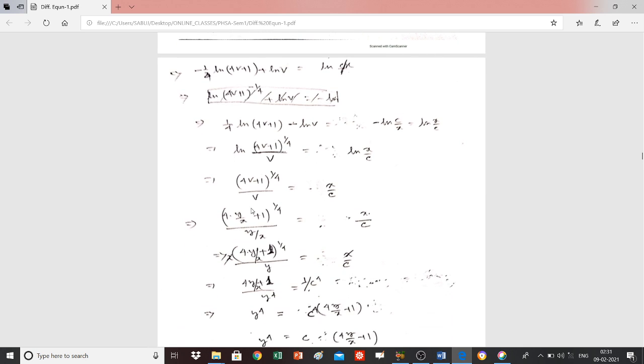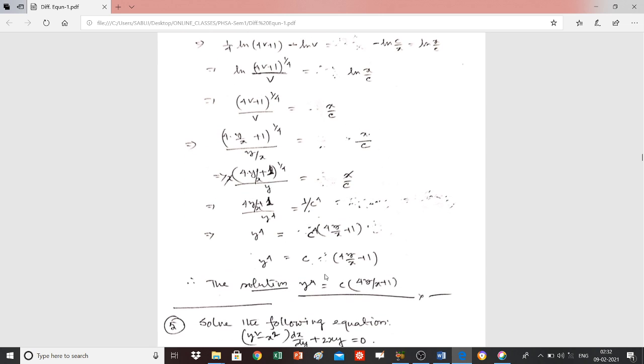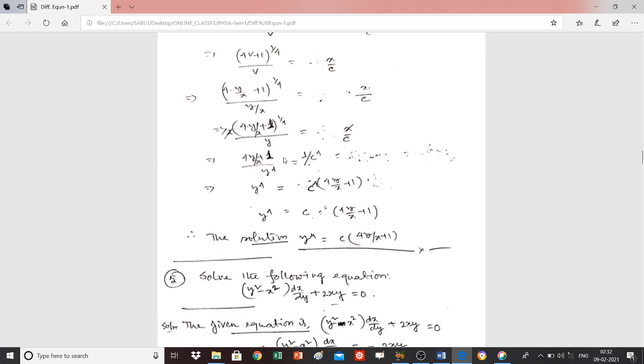So now substitute the value of v, that is y by x, that is done here. So that is x by c, and just simplify. After simplification you will have y to the 4 is equal to c into 4y by x plus 1. Just go through this. You need not worry about the calculations, it is a very simple one.